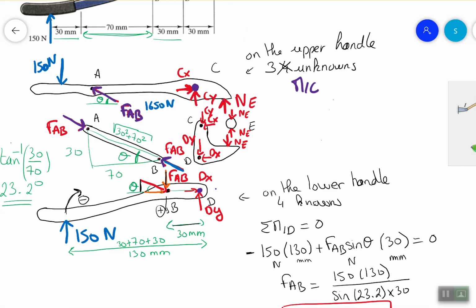I want to do it in blue. I don't know why I like it. That's a blue force, not a purple force.